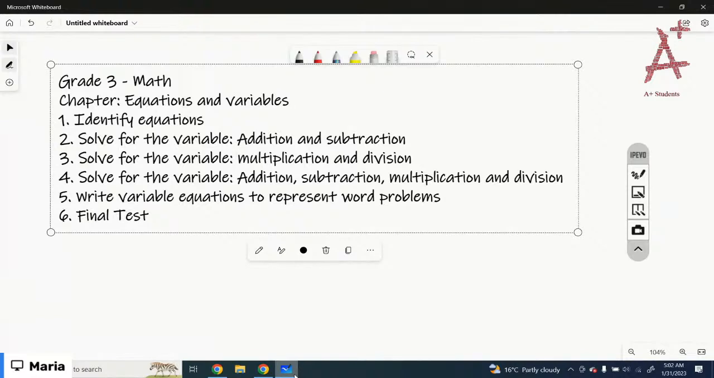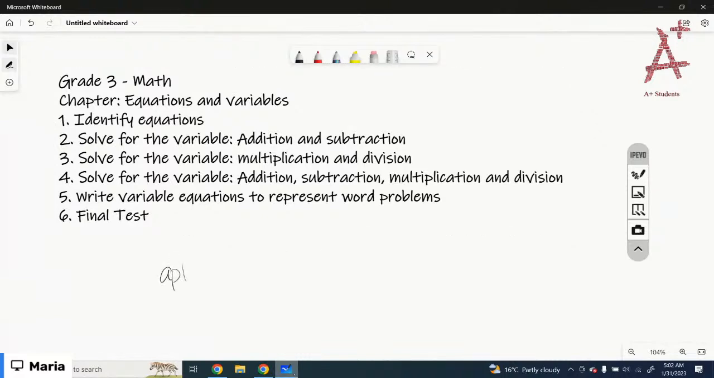So we're going to start with grade 3 maths. You can find all the lessons on aplusstudents.com. You have to log in there using your email address and password as provided by the administrator. Then you have to select math from the subject tab. Scroll down to grade 3 and then click on view all lessons. There you can find a list of the chapters.